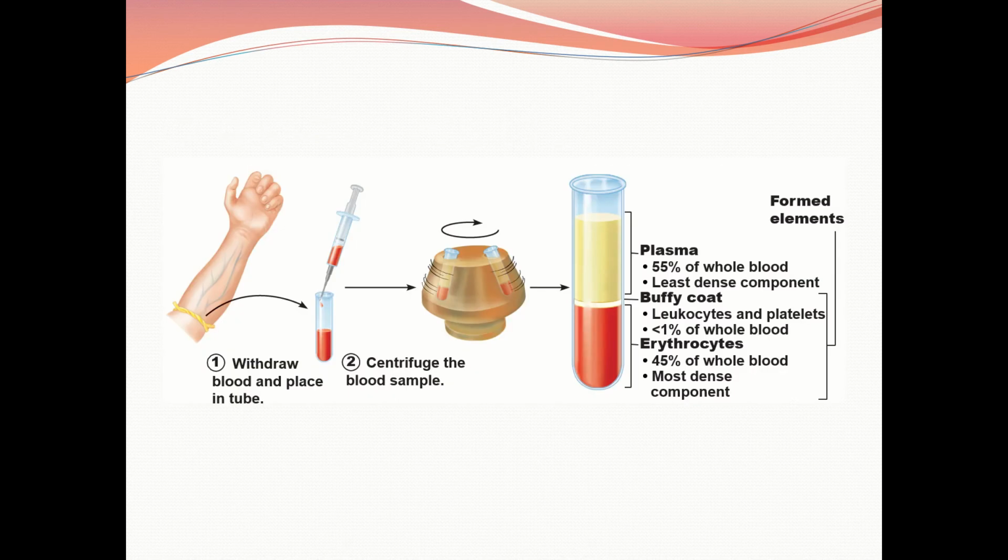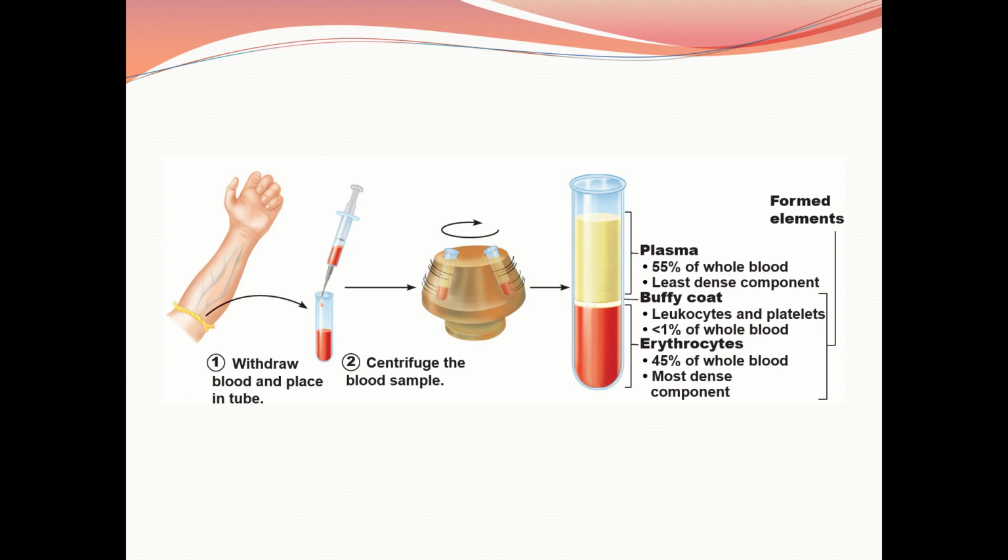Here's how to take a blood sample and separate it through a centrifuge. In step 1, withdraw the blood and place it in a tube. Step 2, load into the centrifuge and turn it on, and then it will spin around. And what you see here is the contents of the blood separated. The lighter contents are on the top and the heavier contents are on the bottom.